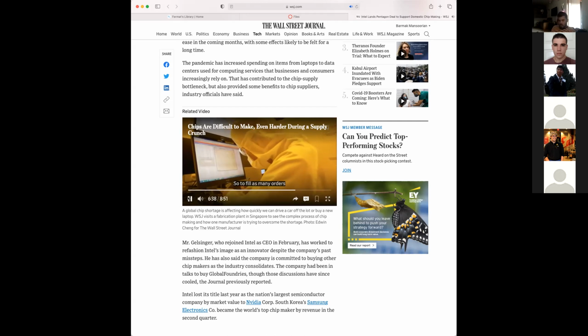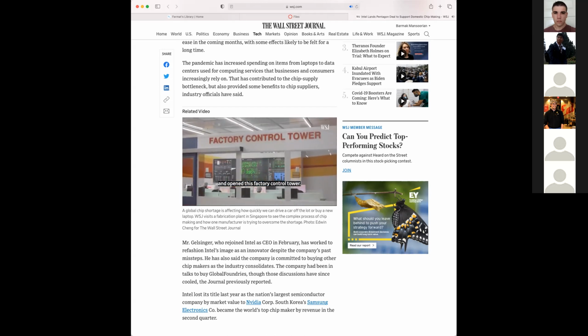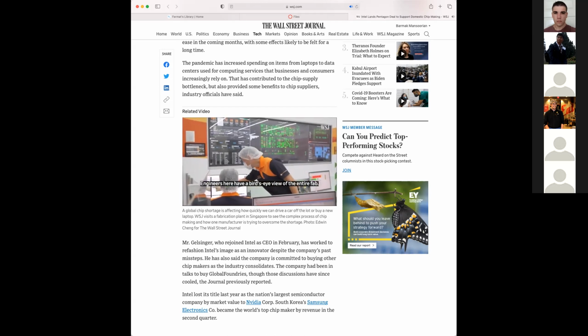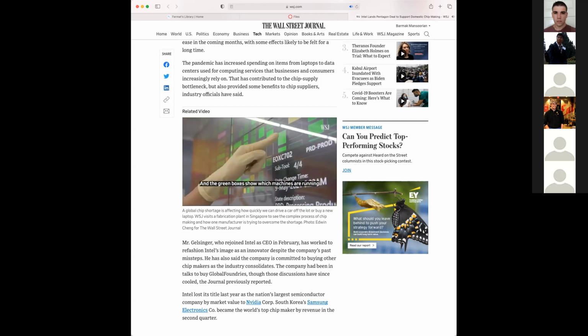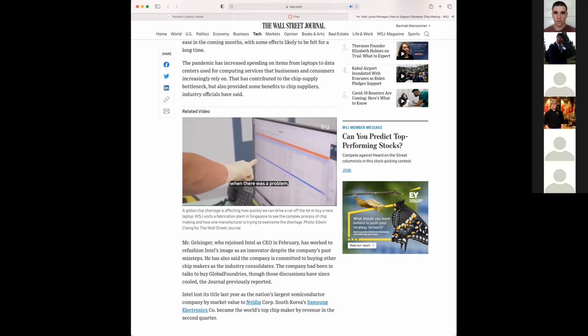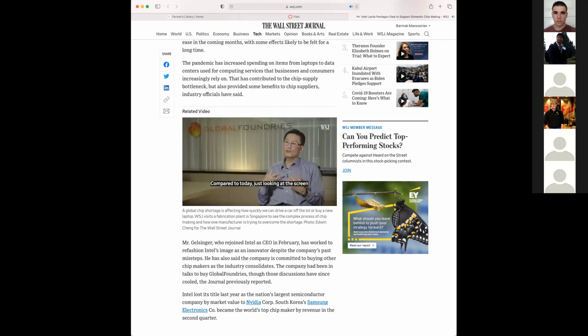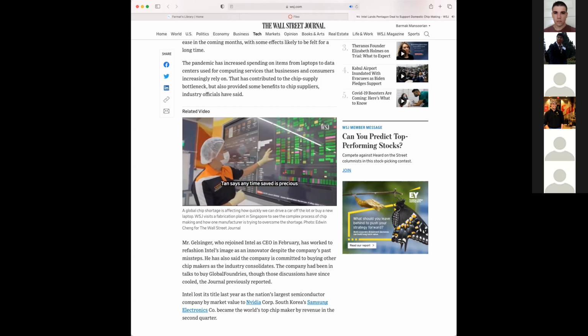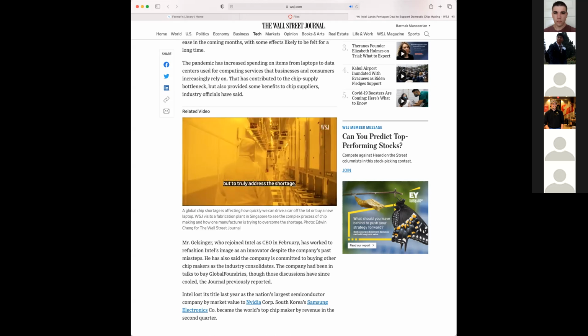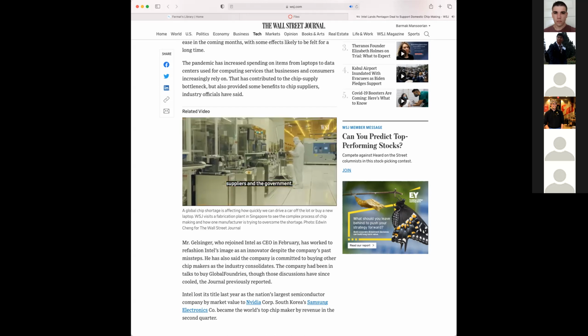To fill as many orders as quickly as possible, the company turned on idle machines and opened this factory control tower. Engineers here have a bird's eye view of the entire fab, and the green boxes show which machines are running at max capacity. Before this control tower, when there was a problem, engineers had to sort through data and piece together information themselves. Compared to today, just looking at the screen, you already know that this is a piece of machine you need to pay attention to now. Tan says any time saved is precious, but to truly address the shortage, the company is working more closely with its clients, suppliers, and the government.